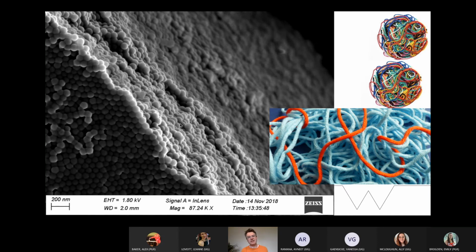So here again, you see a scanning electron microscopy picture of these particles stacked on top of each other, but they haven't film formed yet. So they are still in the spherical shape. They haven't gone through this process yet that they're all intertwined.